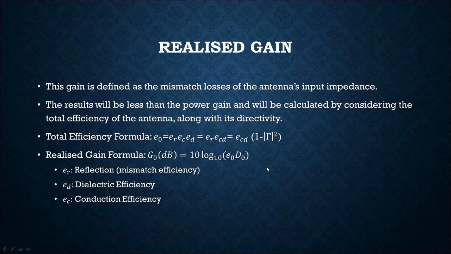And therefore, realized gain and directivity are specified in dBi, that's the unit of measurement, and the voltage reflection coefficient in dB, and the efficiency as a value between 0 and 1.